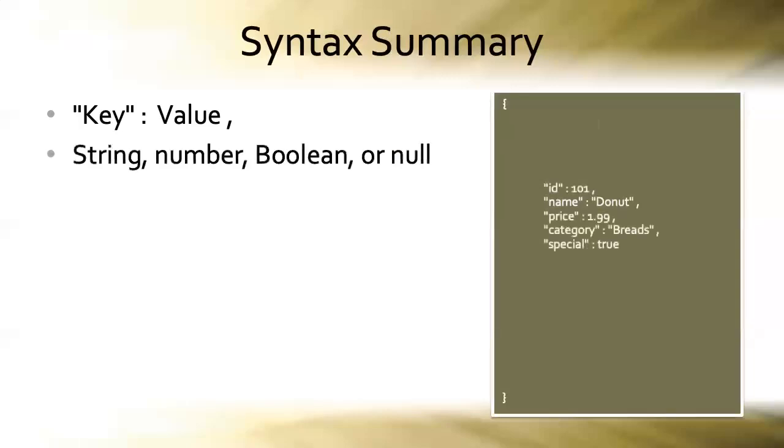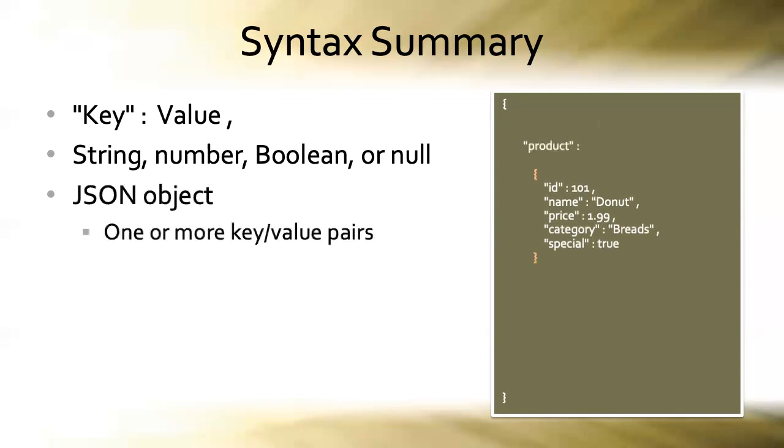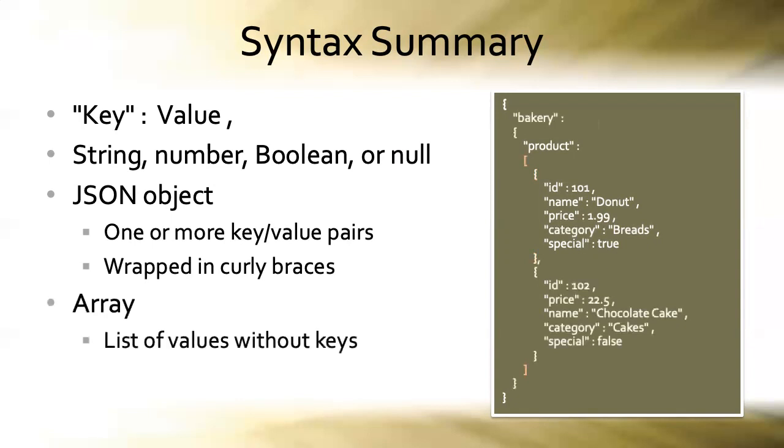To summarize what we've learned so far, JSON data is written as a key wrapped in double quotes, followed by a colon, followed by a value, and separated from the next key value pair, if there is one, by a comma. Values can be a simple string of text, number, Boolean, or null. Or a value can be a JSON object, which is one or more key value pairs wrapped in curly braces. Or a value can be an array, which is a list of values without keys that is wrapped in square brackets. All right, that's enough syntax for now.